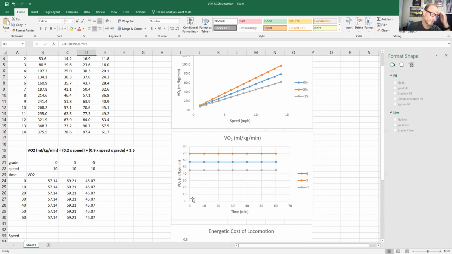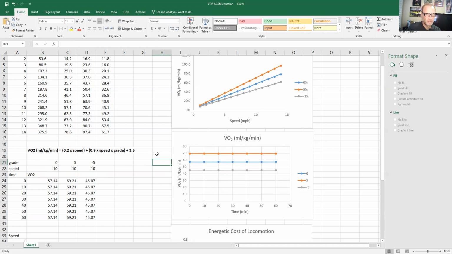Okay, so this is another way to look at the data. So this would be analogous to running economy, the rate of oxygen consumption for a given speed. In this case, that speed is right here in my equation, 10 miles per hour. This is the rate of oxygen consumption for running that speed at 5%, 0, and minus 5%. Okay, so that's the second way that we'll be looking at VO2.